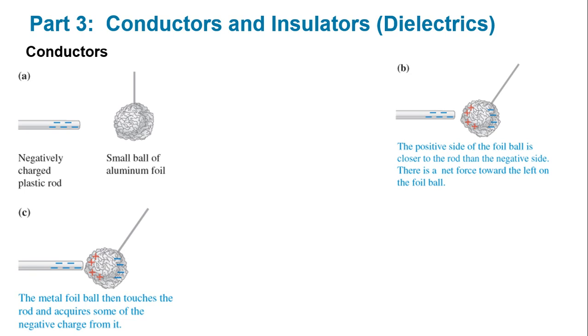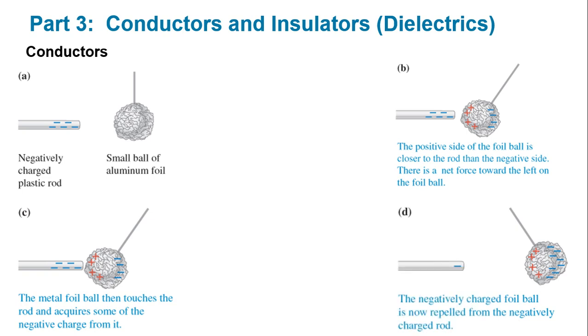The metal foil ball then touches the rod and acquires some of the negative charges from it. And what's going to happen then is it would actually be repelled from it. Notice, and this is important to see, you can actually count them if you want. Right here you have 1, 2, 3, 4, 5, and then 1, 2, 3, 4. So you've got 9 total charges, and here's 1 left, and then 2, 3, 4, 5, 6, 7, 8, 9. Either I missed one or I'm counting one wrong, but there should be the same amount of charges on there, because of conservation of charge.